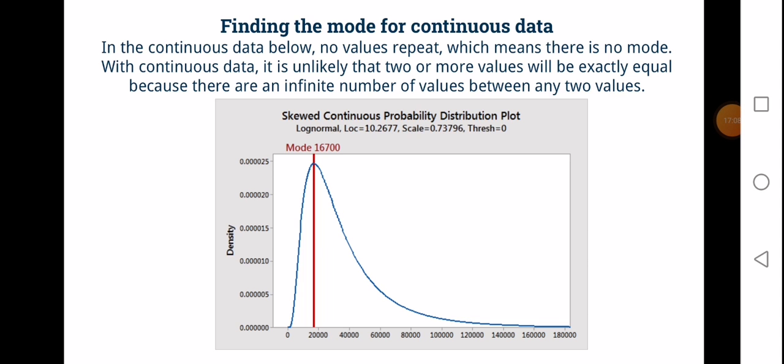Okay. Finding the mode for continuous data. When you are working with raw continuous data, don't be surprised if there is no mode. However, you can find the mode for continuous data by locating the maximum value on a probability distribution plot. If you can identify a probability distribution that fits your data, find the peak value and use it as the mode.